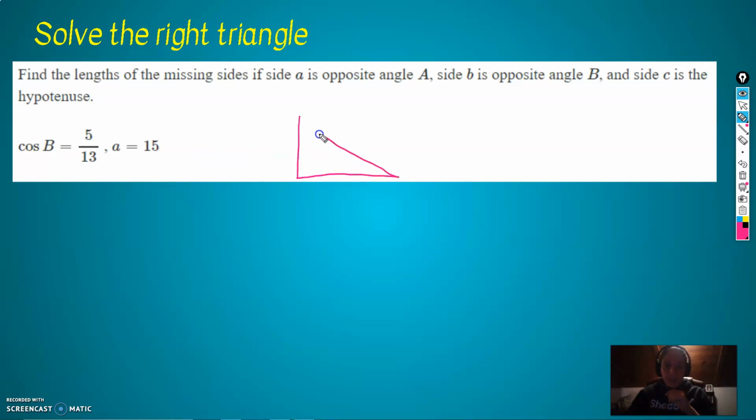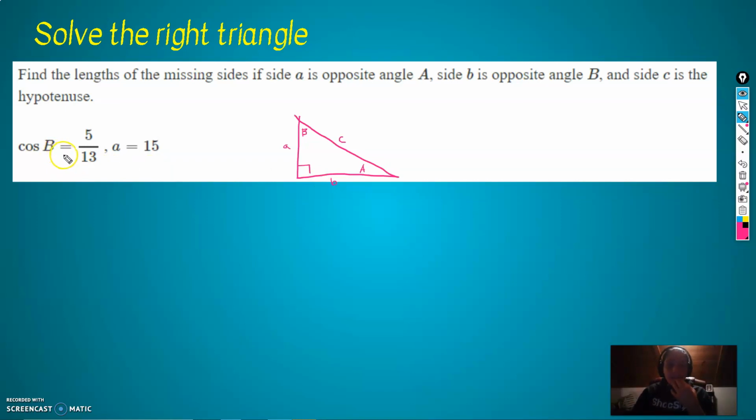Always, always, always, if it's not given to you, draw the picture. Let's say that's capital A, let's say that's capital B, which means that that's lowercase a, which means that's lowercase b, and the hypotenuse is lowercase c. And we got a right angle in there. So we're good. Okay.